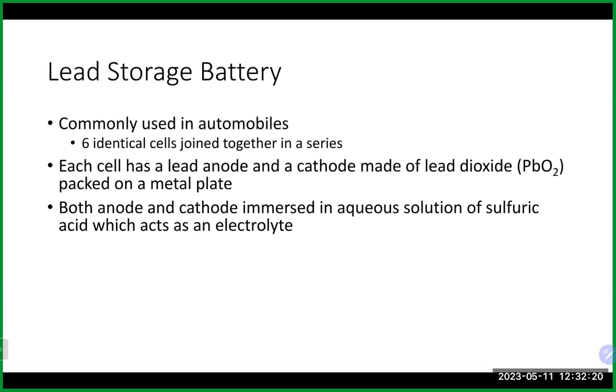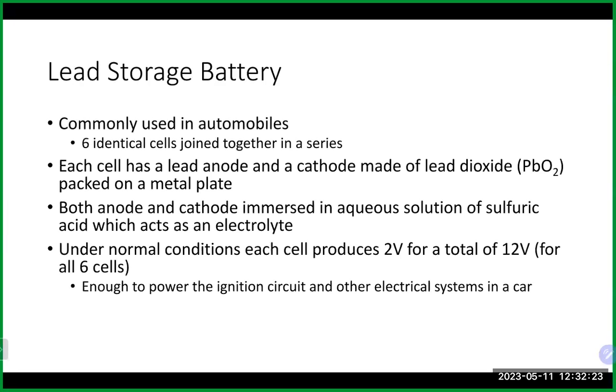Lead storage battery, which is also known as the car battery, is really a series of cells that are joined together. Each one gives you basically 2 volts, and there's about 6 of them. And that's your 12-volt battery that you traditionally have in your engine. Although nowadays they don't put them a lot of times in the engine. Sometimes they're in other places in the car.